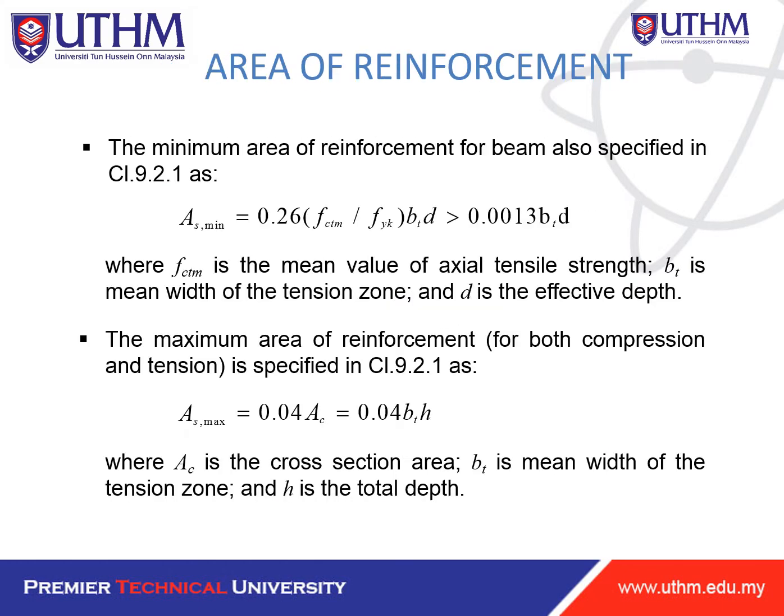Okay, then finish, and then the minimum area of reinforcement for the beam is also specified in clause 9.2.1 as As minimum equal to this equation, where it must be greater than 0.0013 btd. Okay, and then the maximum area of reinforcement for both compression and tension is specified in clause 9.2.1, where the As maximum is equal to 0.04 Ac or either 0.04 bh.